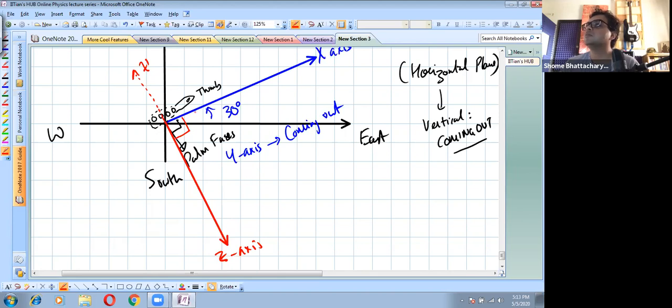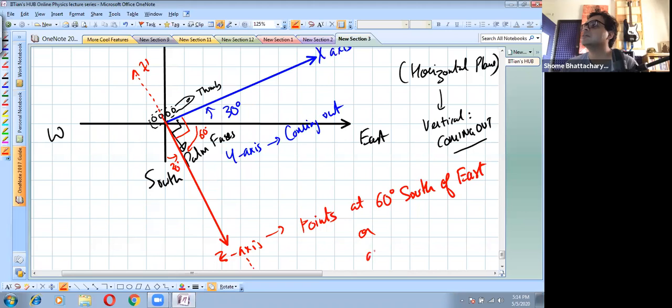So this will become how much? This is 90, so this will be 60. Okay. Or this is 30. So you can say that the z-axis points at 60 degrees south of east. Or you can say the same thing as 30 degrees east of south. Whichever I say, that is fine, so long as it's clear that it is pointing correctly.